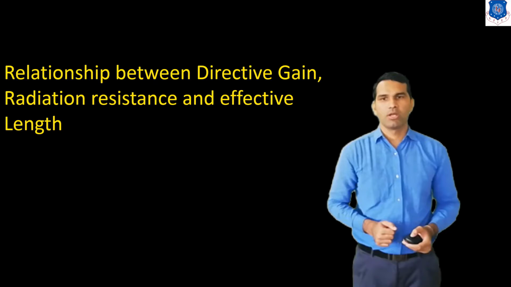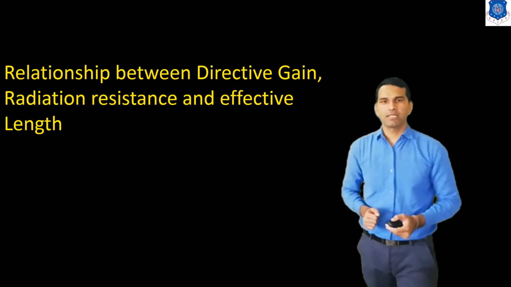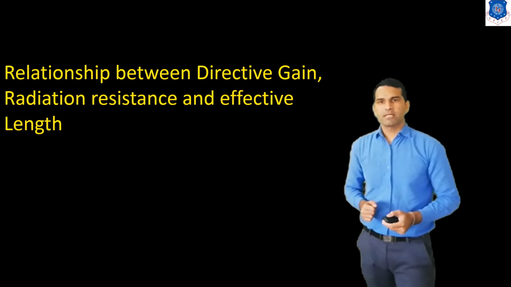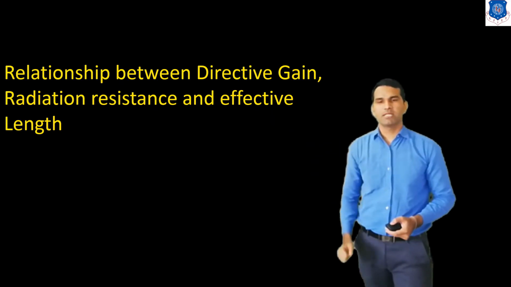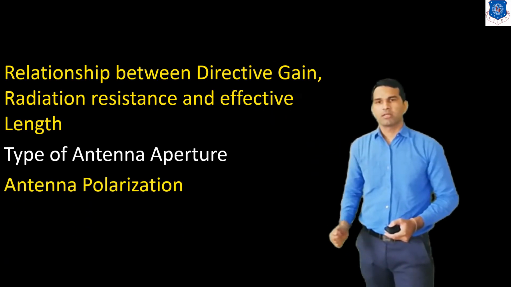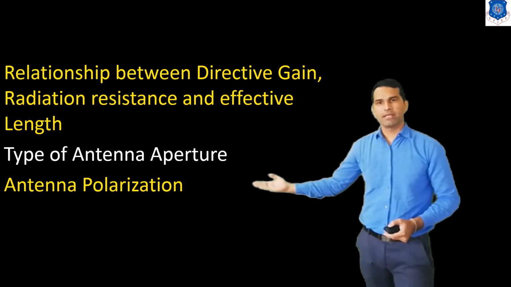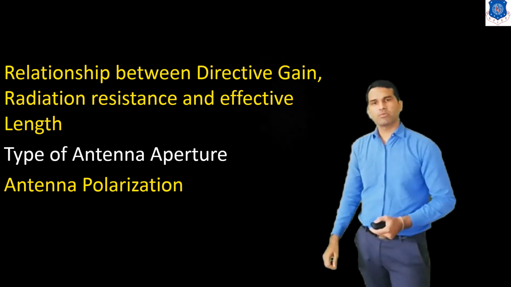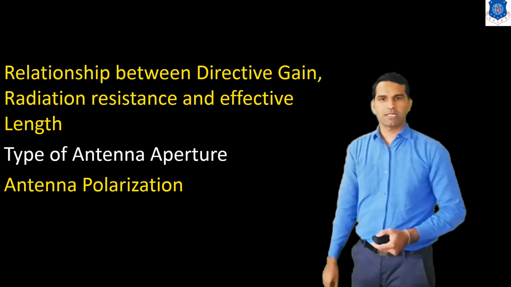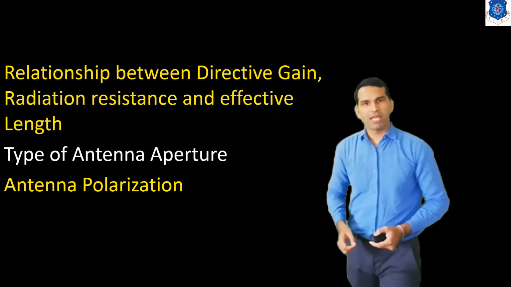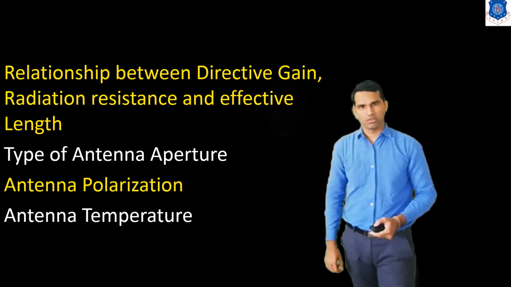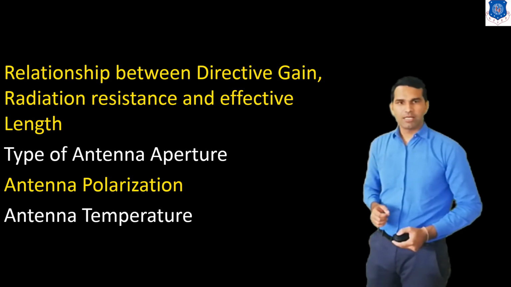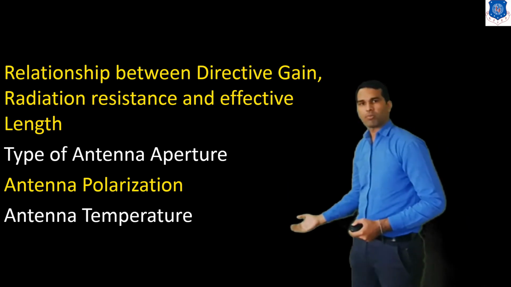In this lecture, we will discuss the relation between directive gain, radiation resistance and effective length. Then we discuss the types of antenna aperture. Next we discuss antenna polarization and types of polarization, and last we discuss antenna temperature. So in this lecture we discuss these topics.